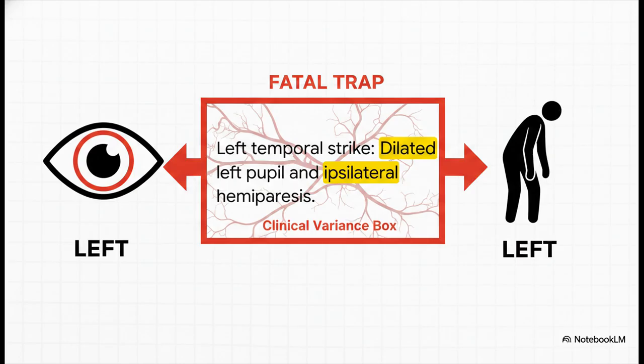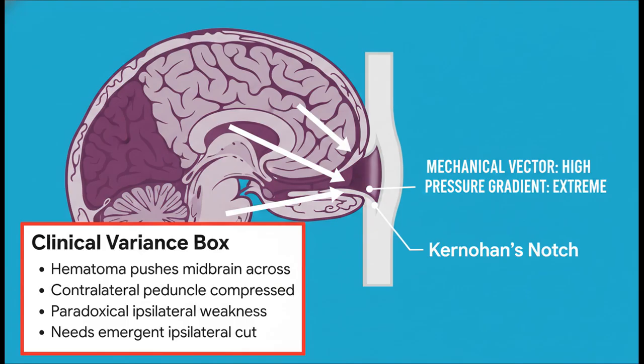Wait a minute. This completely defies standard neuroanatomy, right? Motor tracks cross over in the medulla, so a left brain injury should cause right-sided weakness. If you assume the weakness points to a right-sided bleed and take them to surgery to open the right side of the skull, you are falling into a fatal trap. So here is exactly how you resolve that variance.